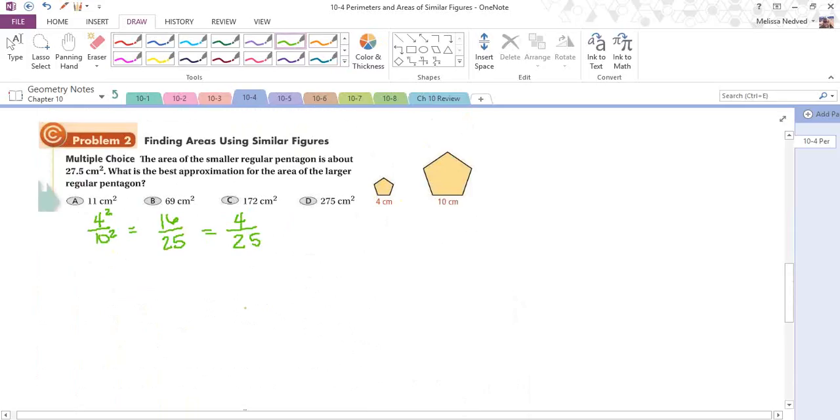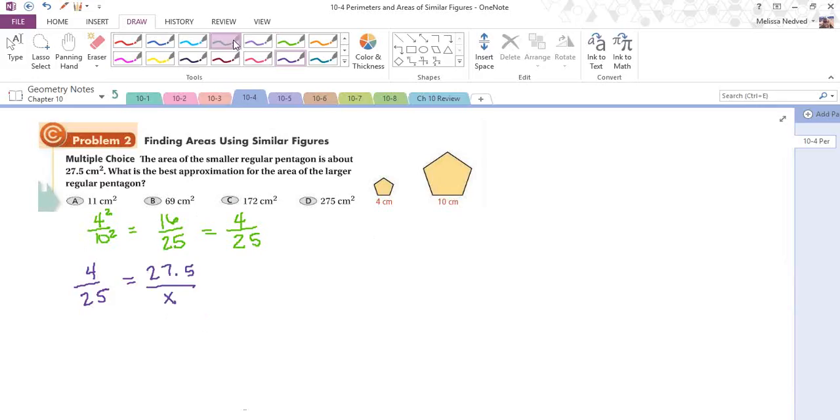So I know that the ratio for my areas is going to correspond to 4/25. So now I'm going to use that and what I know about the area of the smaller pentagon to find my missing area. Since the ratio for my areas is 4/25, I can set that equal to the area of my smaller pentagon, 27.5, over the area of my larger pentagon, which I don't know, so I'm going to leave that as x. And now, hopefully this looks familiar to you, something we can cross multiply to solve for x.